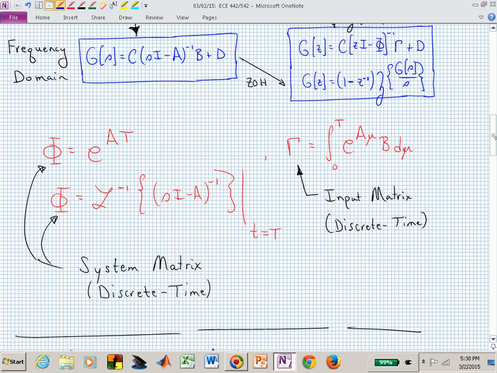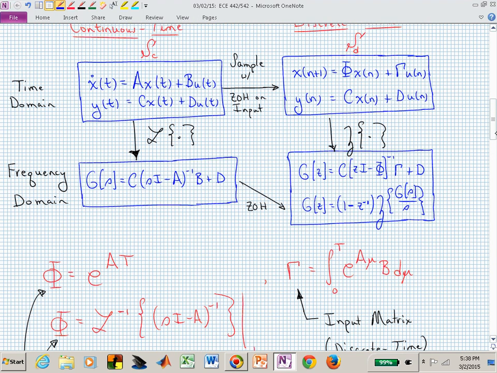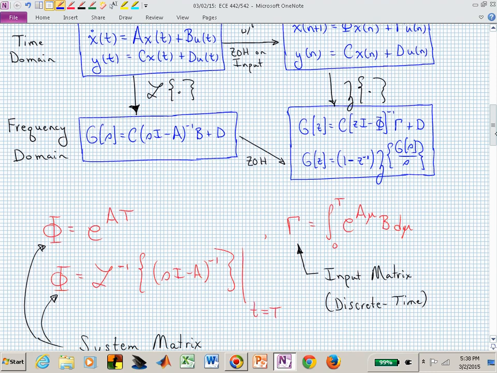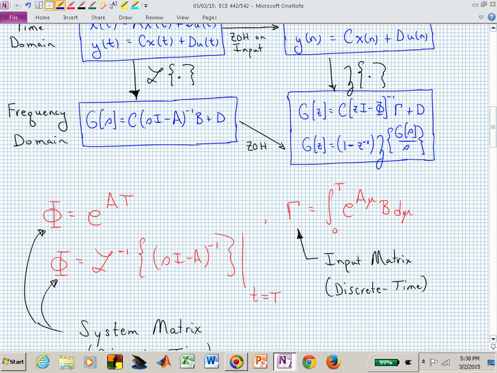Then the input matrix, this gamma in the upper right hand block, is found by an integral. B is a constant input matrix, so you can factor that in or out of the integral. Sometimes it reduces the number of terms in your number of integrals. If your matrix exponential e to the A mu was 10 by 10 and you had one input, you might actually want to collapse those 100 elements down and not integrate 100 elements, but you now have this 10 by 10 matrix of e to the A mu.